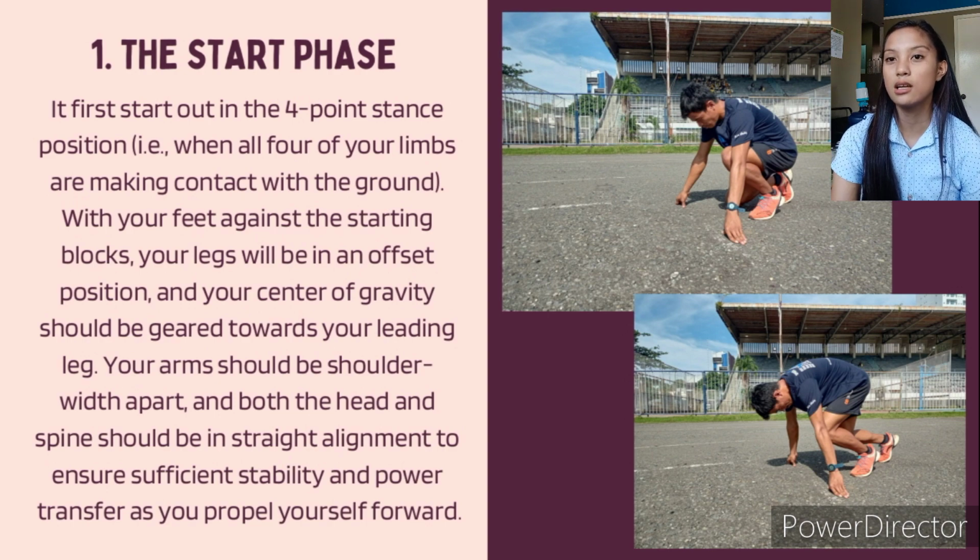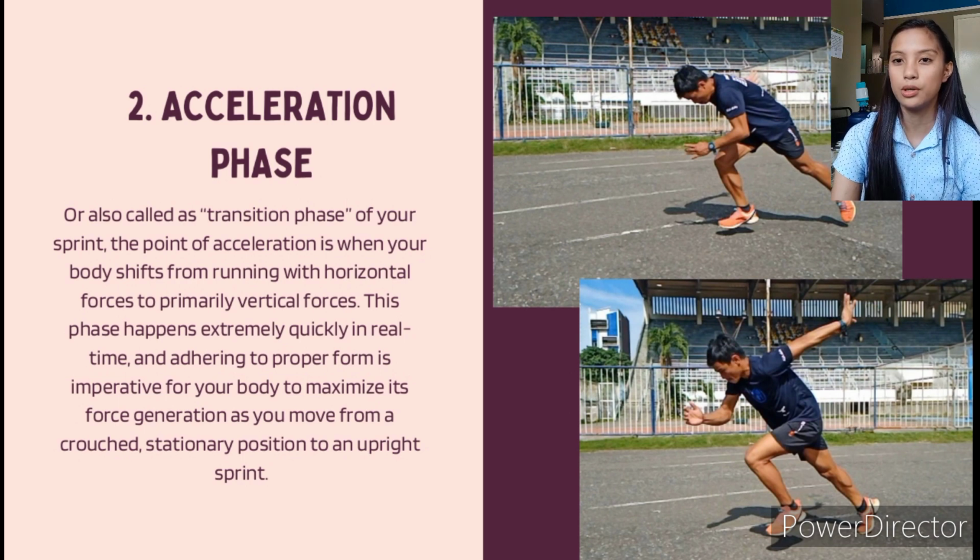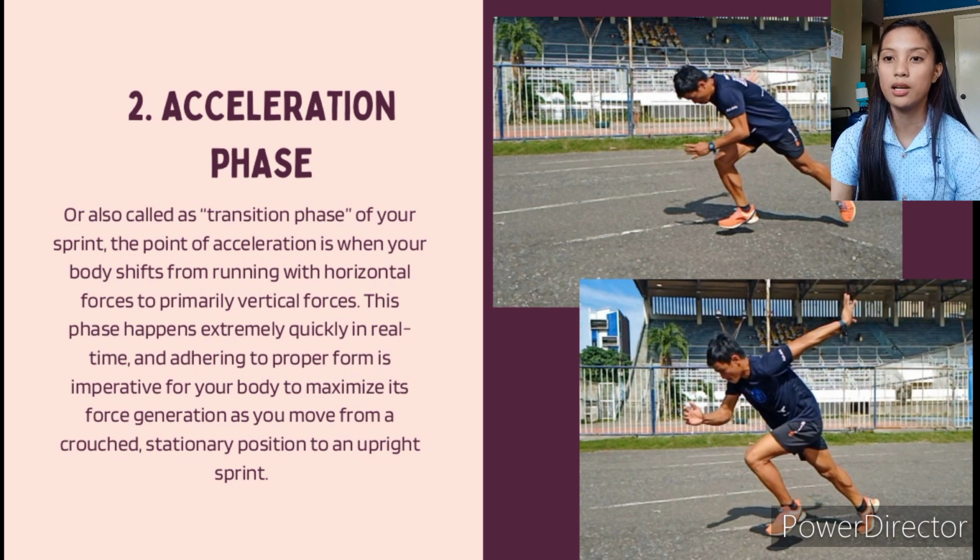Then, after the start phase, next is the acceleration phase, also called the transition phase of your sprint. So, the point of the acceleration is when your body shifts from running with horizontal forces to primarily vertical forces. This phase happens extremely quickly in real time, and adhering to proper form is imperative for your body to maximize its force generation as you move from a crouched stationary position to an upright sprint.